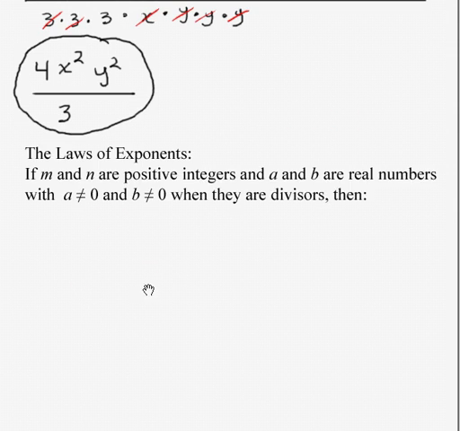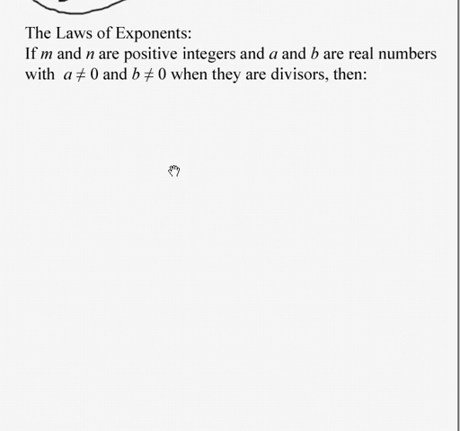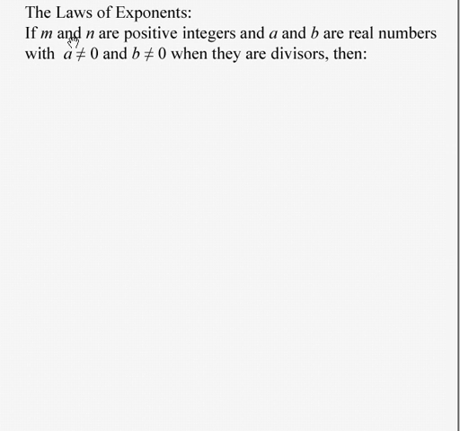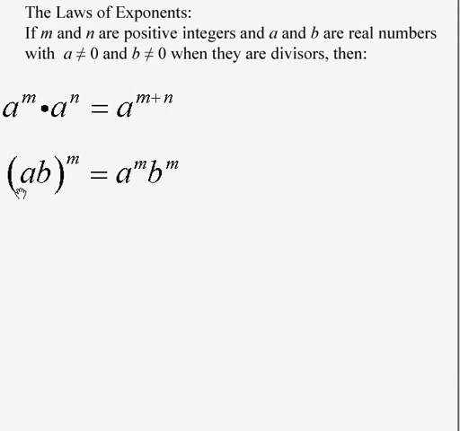Now, not too long ago in Chapter 4, we learned some laws of exponents. So here's the fine print again. M and N still represent positive integers. A and B represent real numbers. However, we can't have A and B becoming 0 when they're in the denominator. All right, we had this property of exponents. When you're multiplying and the bases are the same, keep the base, don't change it, add the exponents. We still need to remember that in Chapter 5, even though we learned it in Chapter 4.